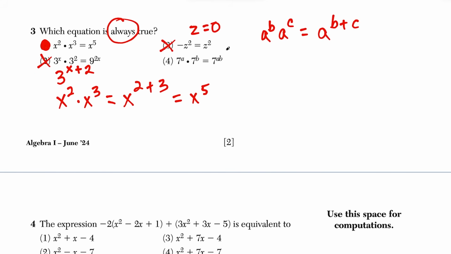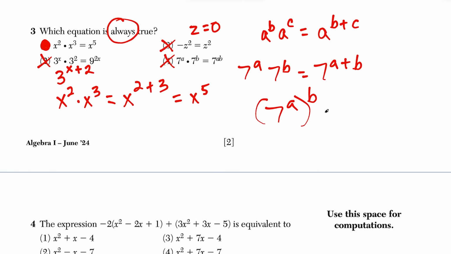And then this one here is using the property incorrectly. This would always be true if they let 7 to the a times 7 to the b equal 7 to the a plus b, then it would always be true. But that's not the case here. So this one is out. This 7 to the ab power happens when you raise a power to a power like this. Then I could say 7 to the ab, but that's not what happened here. So choice 1 is our answer.